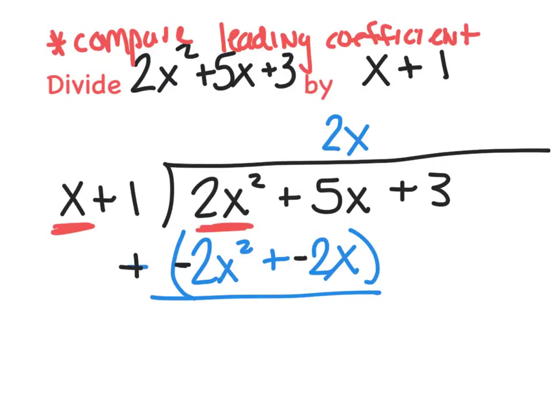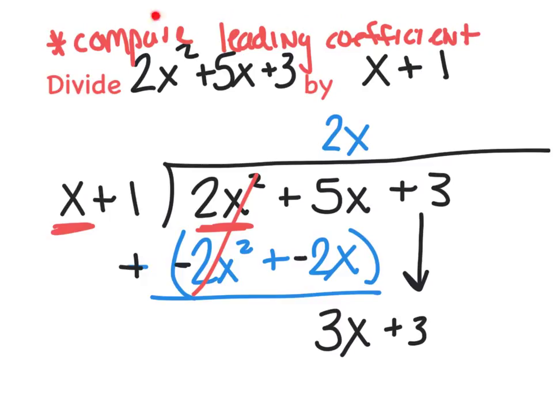And how do you know if you did it right? Well, the leading term should cancel. Positive 2x squared and negative 2x squared are gone. And I'm left with 5x minus 2x, so I get a 3x. Now bring the next term down. It's a positive 3.